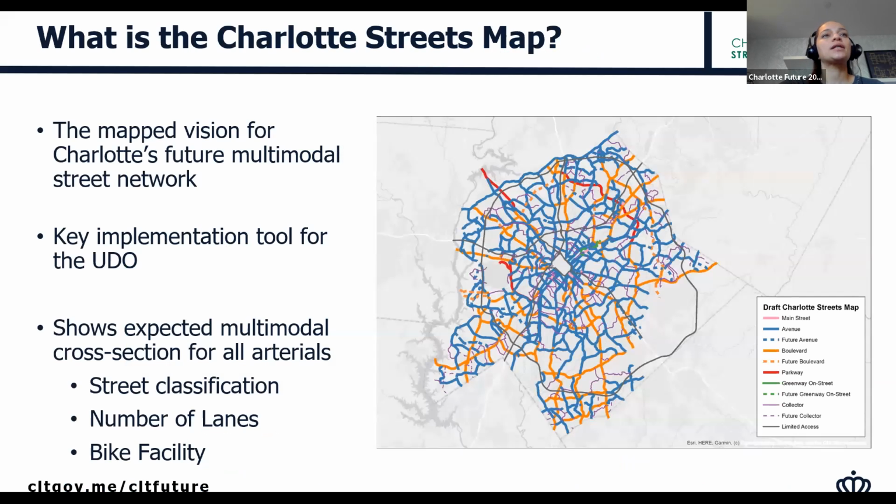So the streets map, again, is the mapped vision for Charlotte's future multimodal street network. This covers mainly the arterial roads. You're not going to find your very small local roads on here. It's a key implementation tool for the UDO, and it shows expected multimodal cross sections for all arterials. So it'll give you information on the street classification, whether it's a main street, an avenue, a boulevard, et cetera. It'll give you the number of lanes that are anticipated on that street, and then it'll give you whether or not it has a bike facility.